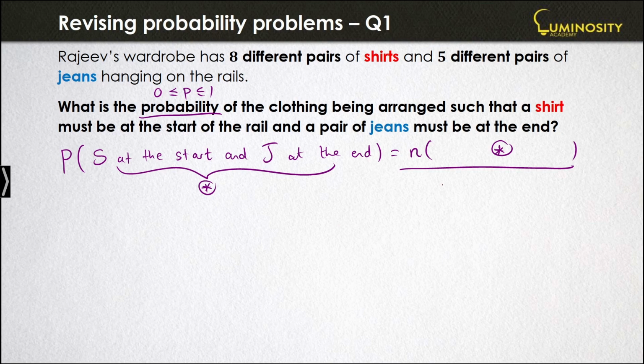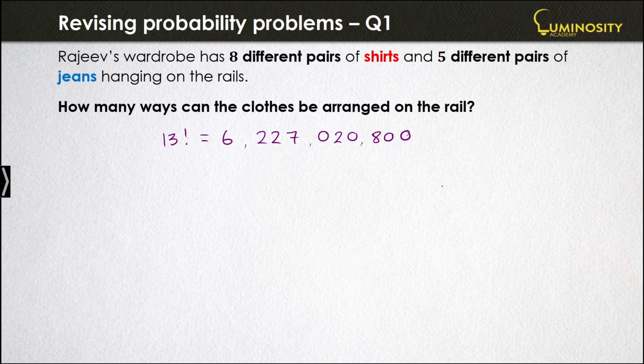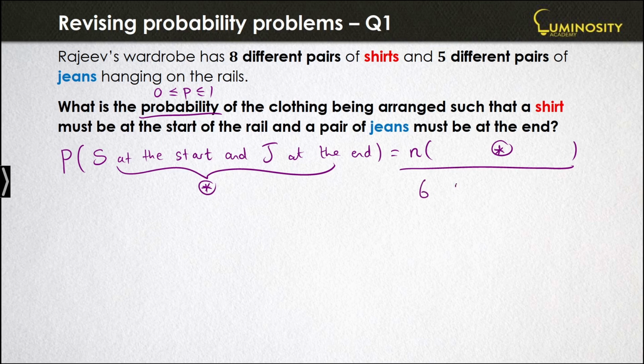But we actually worked out that number. That number was 6,227,020,800. So we just need to work out the numerator and then we've got the probability. So how many ways can we arrange where the shirt must be at the start and the jeans must be at the end? So when you think about it, there are 13 objects. There must be a shirt here at the start and a jeans here at the end.